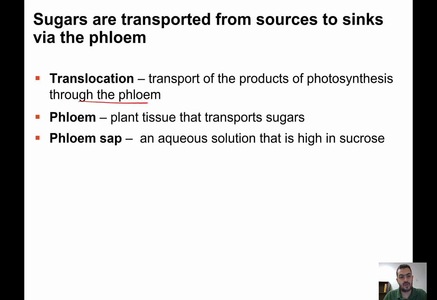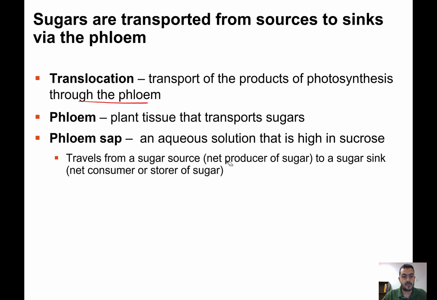And we have another terminology, phloem sap. So phloem sap is the aqueous solution that is high in sugars and particularly sucrose. So this phloem sap will travel from a sugar source, and between two brackets net producer of sugar, to a sugar sink, and here also we are putting between brackets net consumer or storer of sugar.